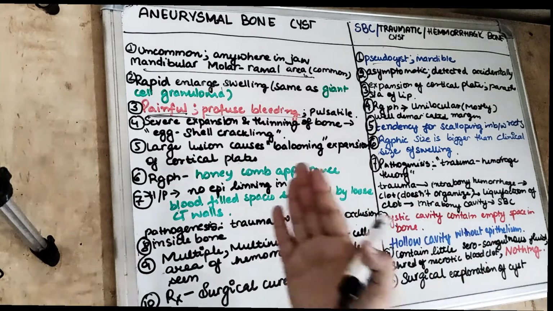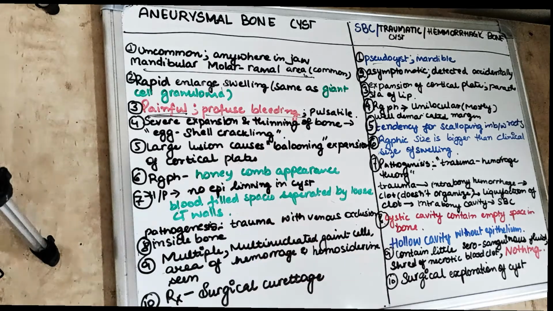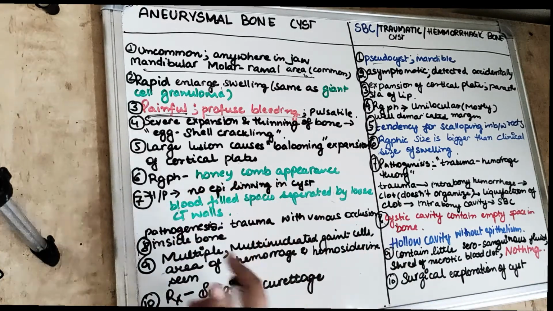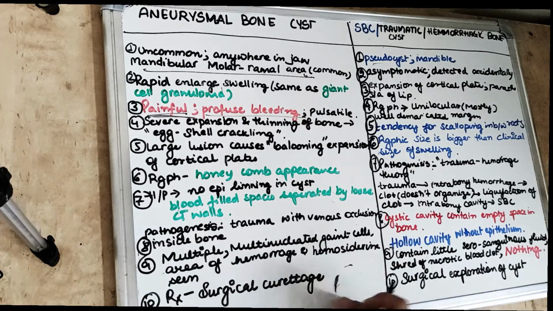So clinically, two things: a rapidly enlarging, painful swelling, and bleeding. Radiographically, these are multilocular radiolucent areas, like a honeycomb pattern. So a typical honeycomb appearance will be there.